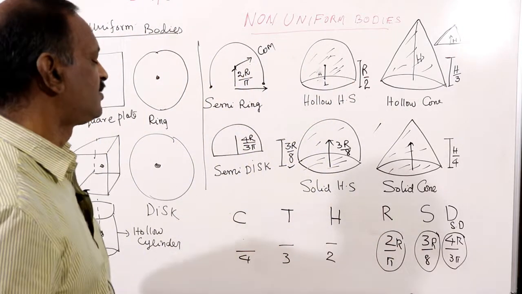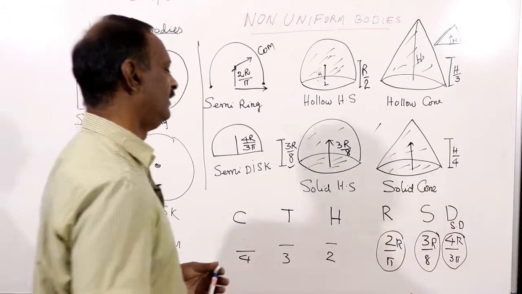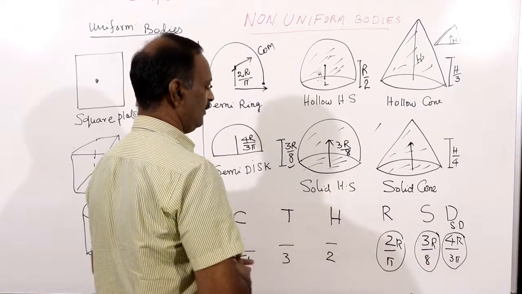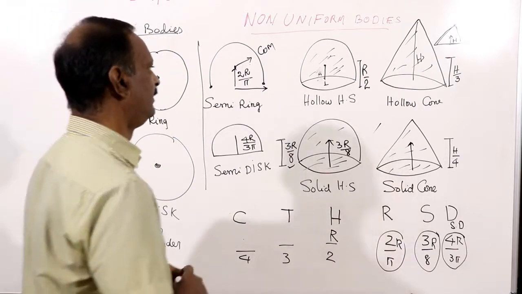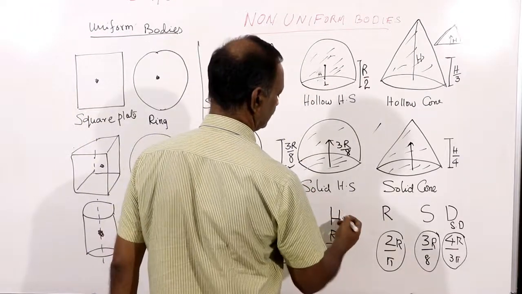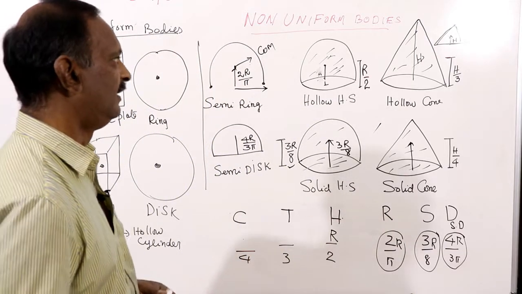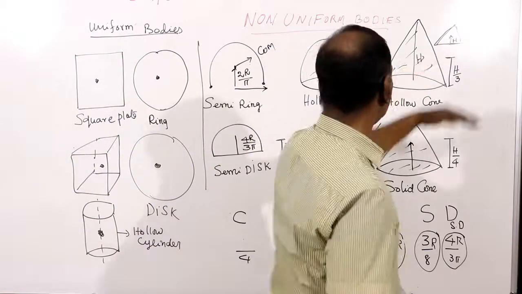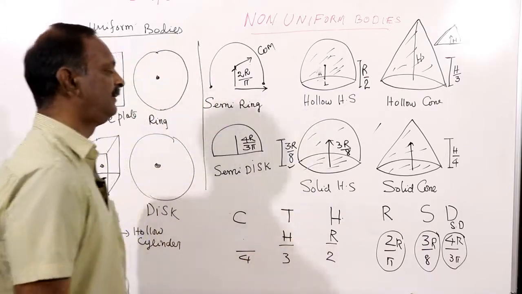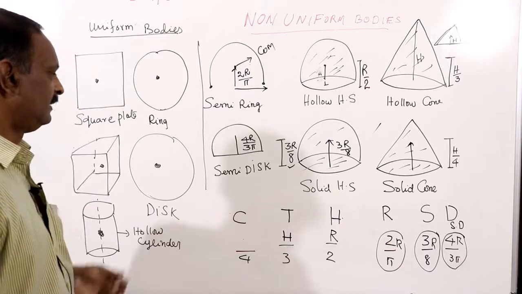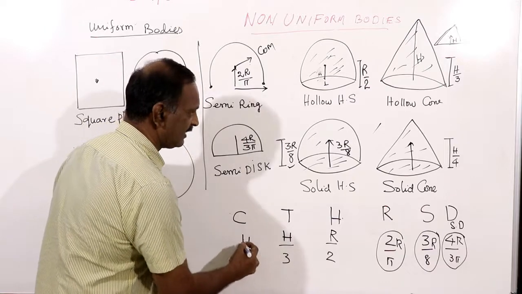H stands for hollow. Hollow of what? Hollow hemisphere. The radius comes for the hollow hemisphere, so hollow hemisphere R by 2. Then T stands for hollow cone as well as triangular lamina. For the triangular lamina we take base length and height, so triangular lamina is h by 3, height is the parameter. Next is 3 by h by 4: the hollow cone is h by 3, and for the solid cone, it is also h, h by 4.